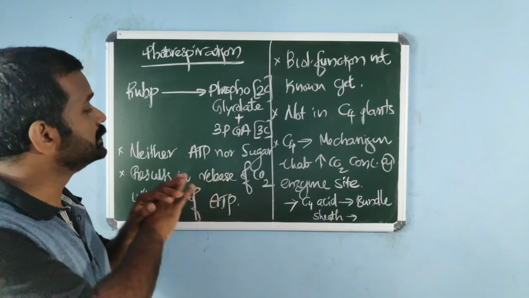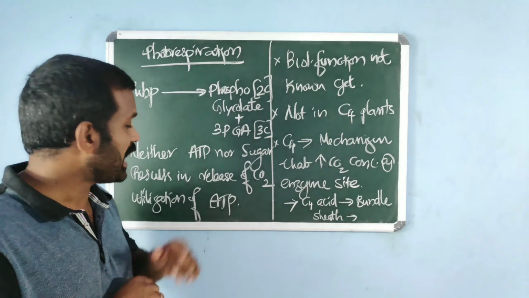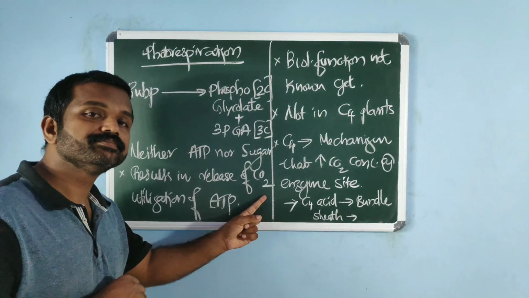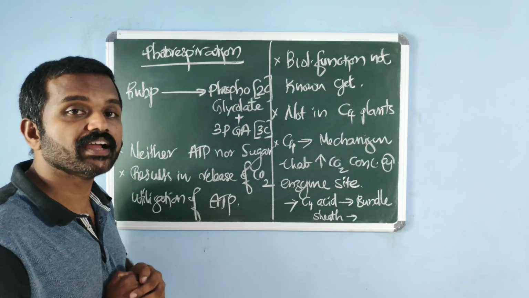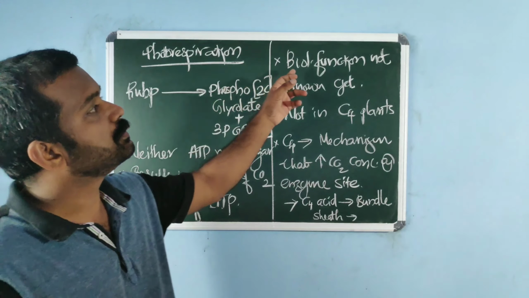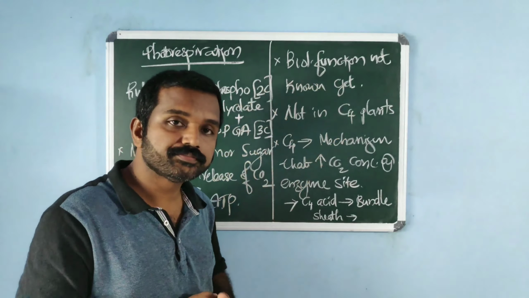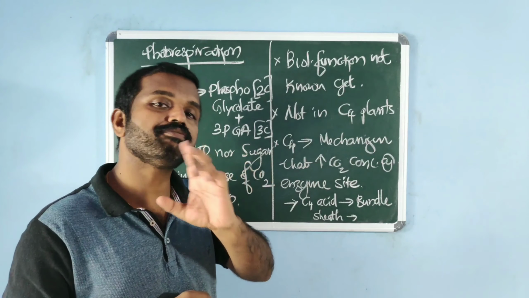In this pathway, there is no synthesis of ATP or sugar. And it results in the release of carbon dioxide. That means fixed carbon will be lost in the form of carbon dioxide with the utilization of ATP. And the biological function of this pathway is not known yet. Then, this pathway does not occur in C4 plants.